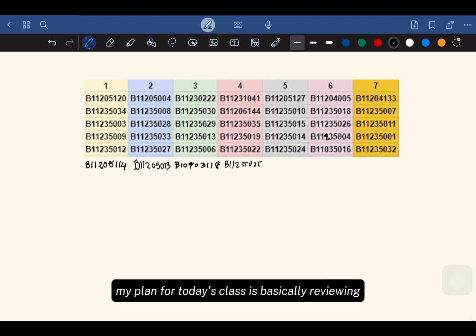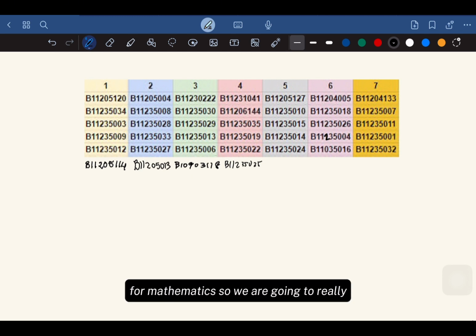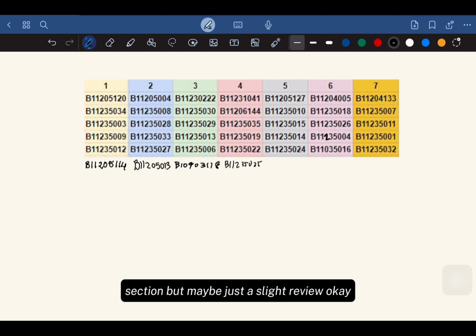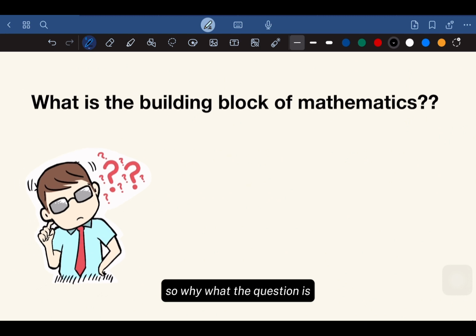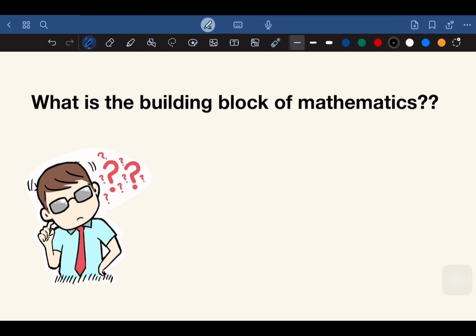My plan for today's class is basically reviewing the fundamental parts of mathematics. So we are going to go back to when you first learned mathematics. Of course not all sections, but maybe just a slight review. So the question I asked last time was: what is the building block of mathematics?